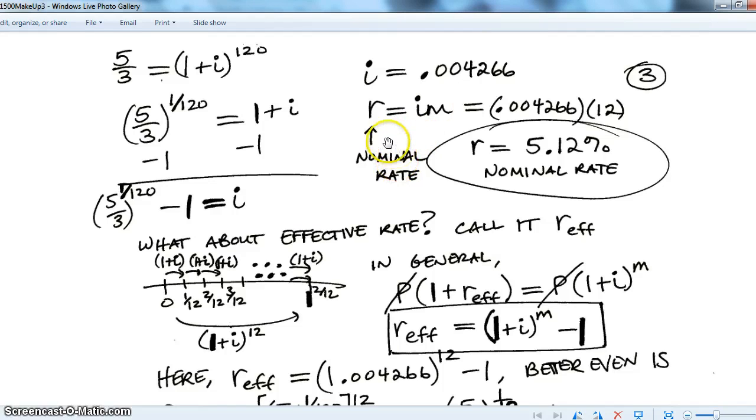So what that means is we have to take that monthly interest rate and multiply it by the number of months in a year, m is 12. That'll give us the nominal rate. So R, the nominal rate, is I times m, that's 0.004266 times 12. That gives us a stated nominal rate, to the nearest hundredth of a percent, of 5.12%. So that's the stated rate that'll give us that return.